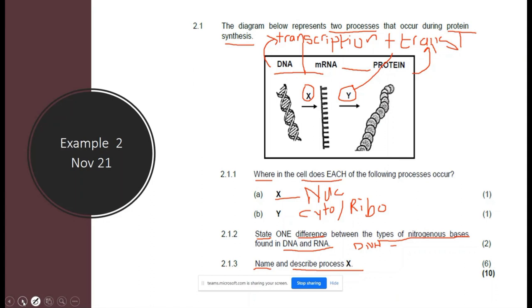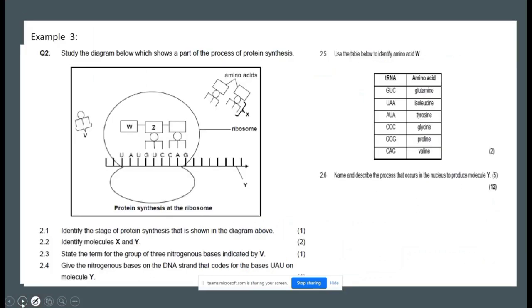Right, we're going to get to another question. Example 3. Study the diagram which shows part of the process of protein synthesis. Ding! Little red light goes on. Protein synthesis, it's either transcription or translation. Here's my clue. It's at the ribosome. So it can only be translation. So I fill this information in, so later on, when I look at my questions, I do not get confused at all.